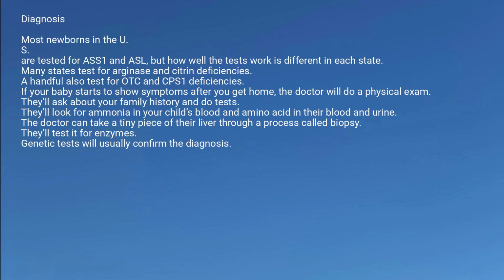If your baby starts to show symptoms after you get home, the doctor will do a physical exam. They'll ask about your family history and do tests. They'll look for ammonia in your child's blood and amino acids in their blood and urine. The doctor can take a tiny piece of their liver through a process called biopsy. They'll test it for enzymes. Genetic tests will usually confirm the diagnosis.